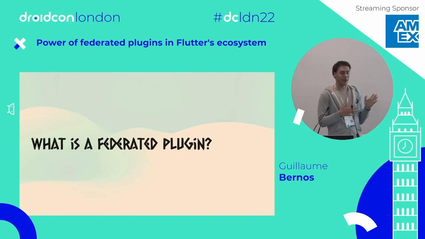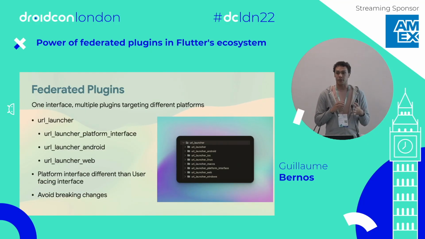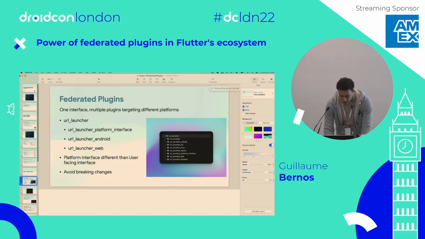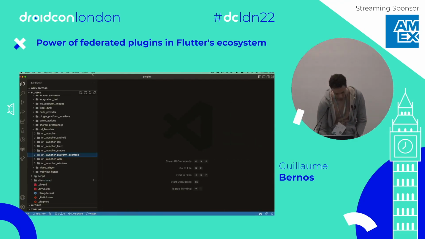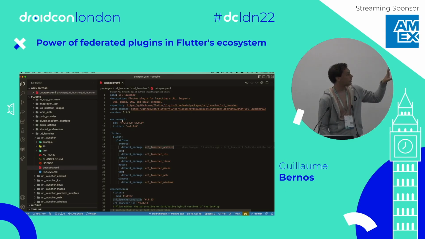So the Flutter team came up with the federated plugin concept that helps to solve all these problems. A federated plugin is basically one interface for the plugins and one interface for the user of the plugin. I'm going to show you quickly how it looks in the URL launcher. So open the file. As you can see on the left, we have the URL launcher package. We have all the details. When you're adding URL launcher to your pubspec.yaml, you can see that this is the package that will be added.